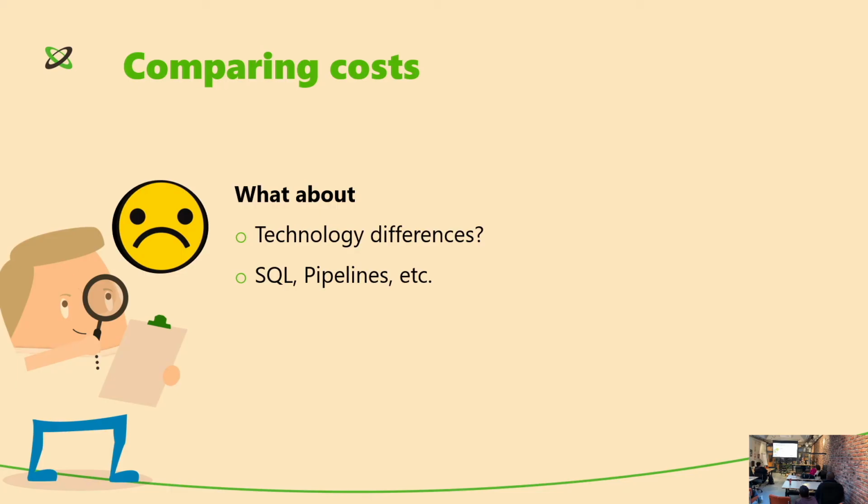Can we compare costs in these tools? The answer is, sadly enough, it's incredibly difficult. Just think about it. If we want to compare costs, then how are we really going to compare costs of Synapse pipelines with Databricks Spark, or SQL in Databricks and SQL in Synapse Analytics? How are we going to compare these costs?